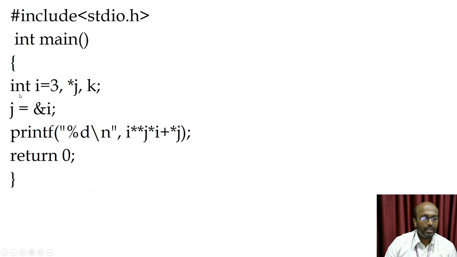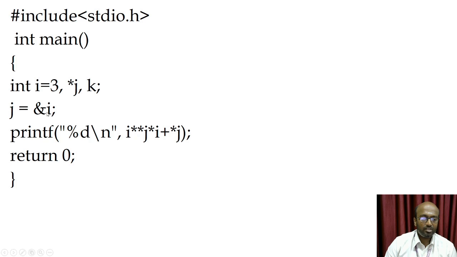And let's discuss another program to understand pointers. Again we have I is equal to 3 and an asterisk j, which is a pointer variable. We have assigned j as the address of I. In the printf statement, we have multiplied I with asterisk j and I. So the value of I is 3 and the value of asterisk j is again 3.